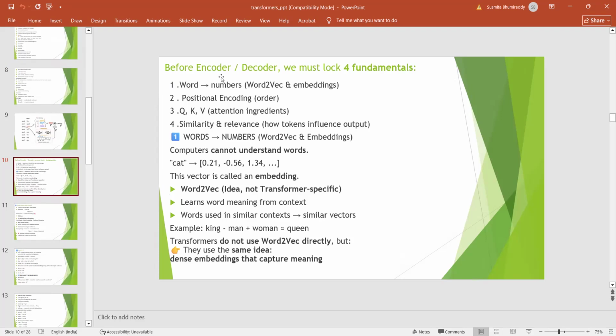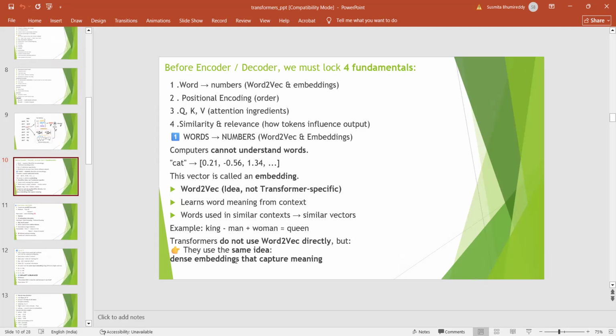So first, word to numbers. As we know, computers cannot understand words. All the words are converted into a numerical format. This is called the embedding. Embedding means converting the words into a numerical format so that the computer can understand. It learns word meaning from context; words used in similar contexts get similar vectors. So a word is converted into numbers. This is called word to vector. Vector means embeddings.